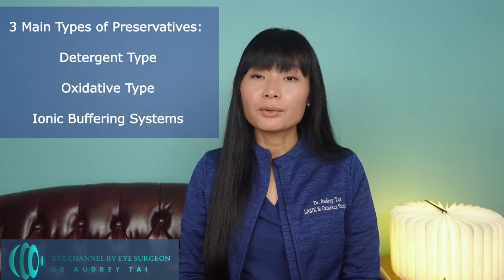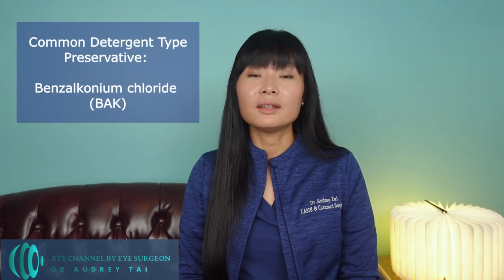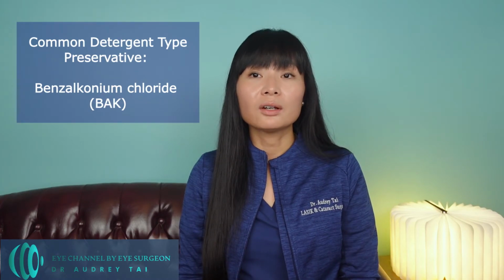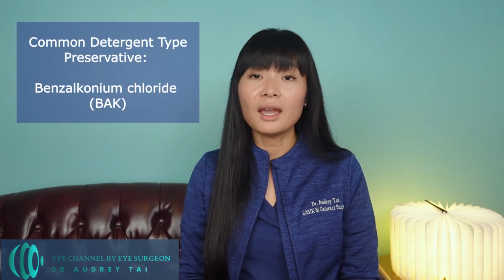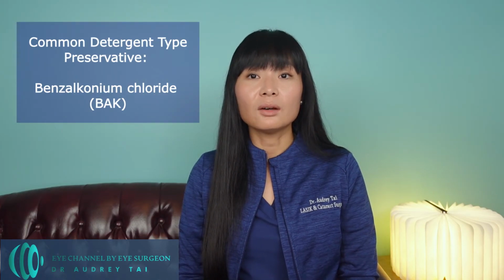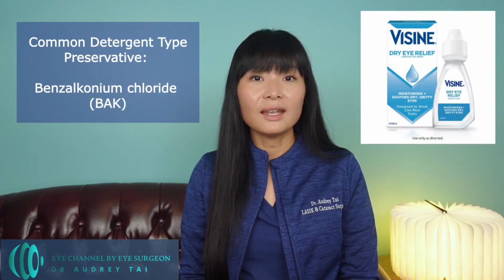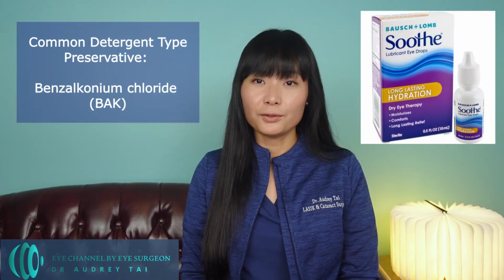The detergent type of preservative is the most toxic one to the surface of the eye. One of the most commonly used detergent preservatives is BAK, short for benzalkonium chloride. It is a common preservative used in many different types of medication eye drops, such as antibiotic eye drop and glaucoma eye drop. It kills bacteria by destroying the lipid on the cell membrane of the bacteria. Some examples of artificial tears containing BAK are Visine Dry Eye Relief and Clear Eyes Redness Relief, as well as Soothe long-lasting artificial tears by Bausch + Lomb.